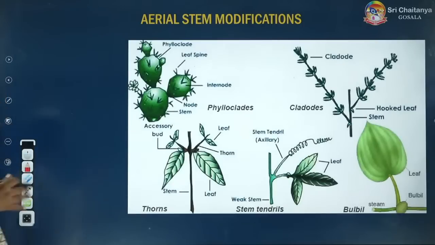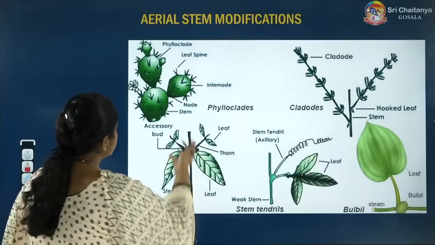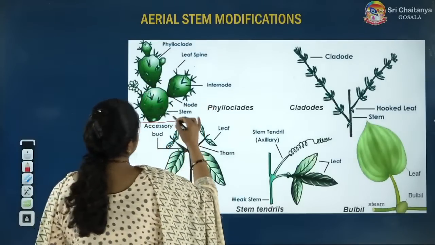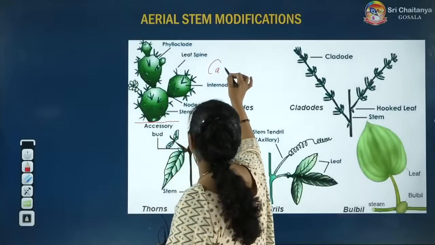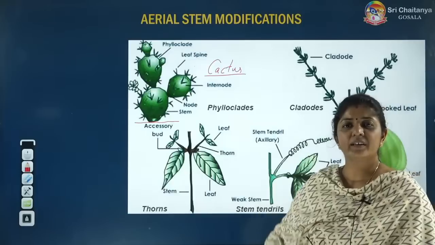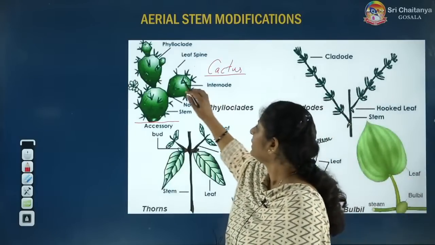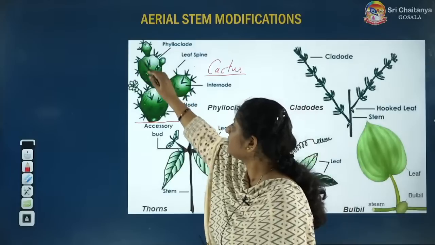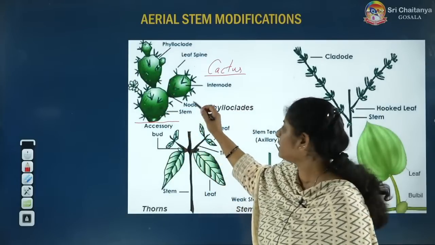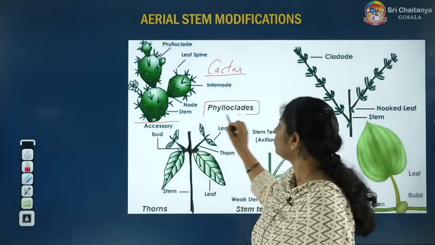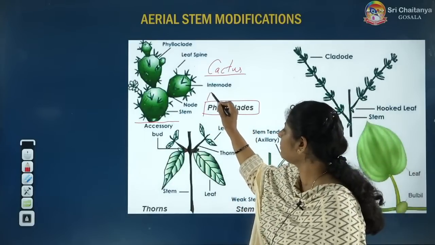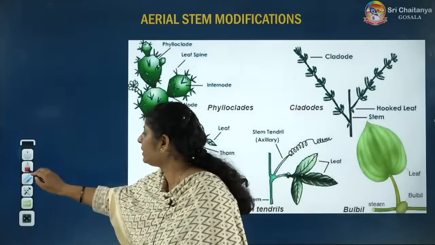Next is what? Aerial stem modification, which is above the ground. Can I say in case of this, what is this thing? Cactus, right? I hope so. Cactus is very common, you know that. There, what is there? This is a stem, this green part. This green part is what thing? Phyllodes. What do you mean by the phyllodes? Not phyllodes, sorry. It will be what thing? Phylloclade.